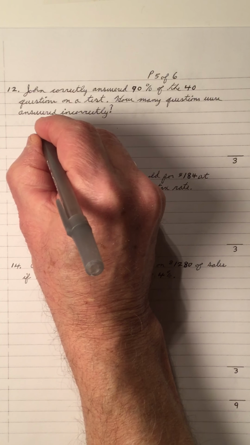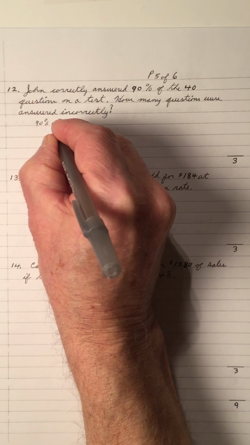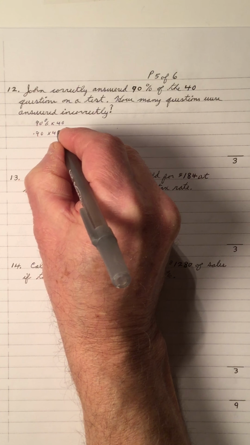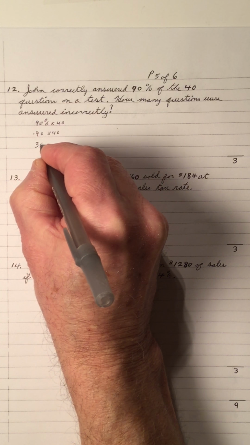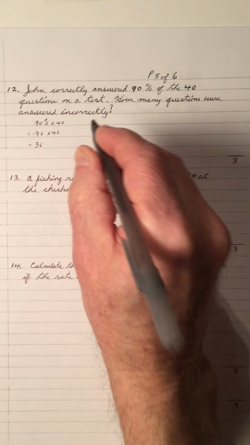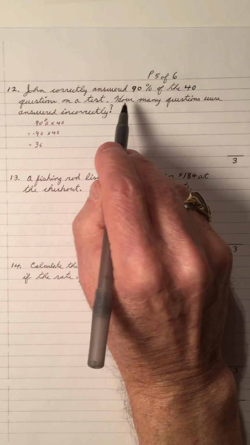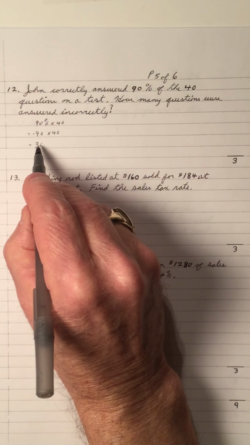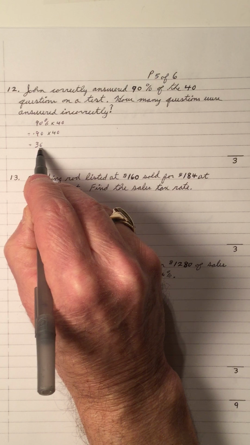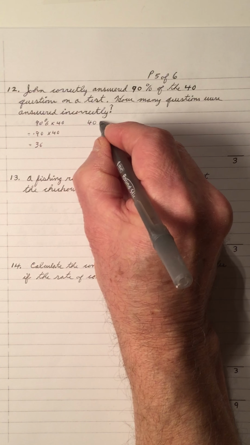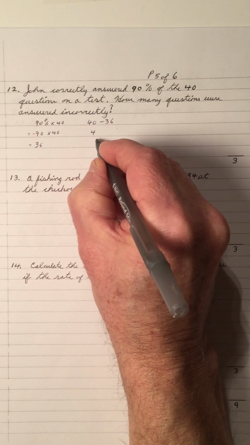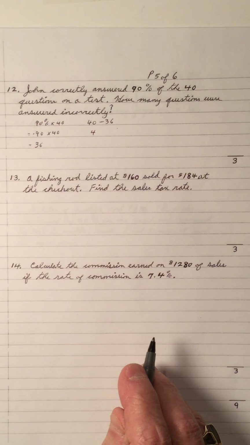If he answered 90%, so 90% times the 40, which is decimal 0.90 times 40, gives him 36 questions right. And if we got 36 questions right, it asks how many questions were answered incorrectly. So this is the number correct. If he had 40 questions and he answered 36 correctly, he answered 4 incorrectly.